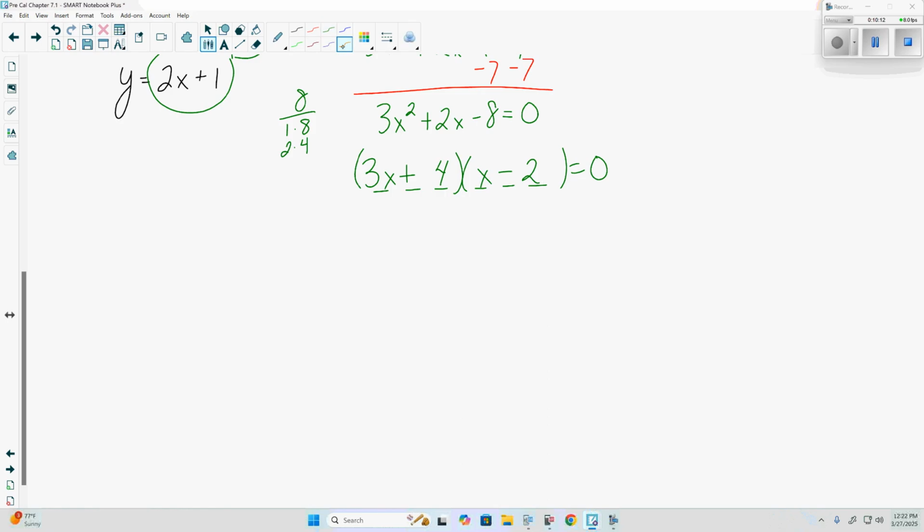And if we check this here, 3x times negative 2 would be negative 6x. 4 times x would give us positive 4x, giving us a middle term of negative 2x. Correct number, but wrong sign, so we need to flip the signs. So our two factors for this here are 3x minus 4 and x plus 2.